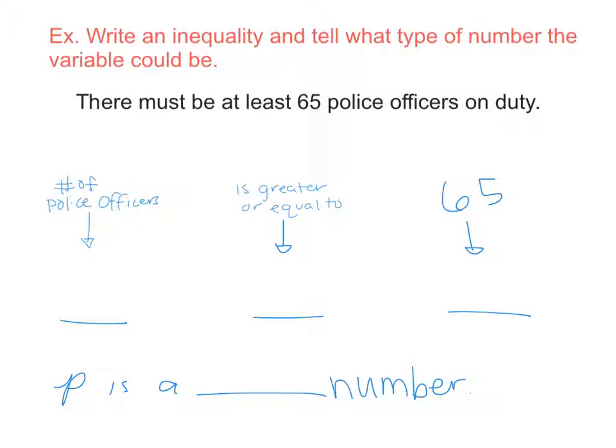Oh, here's another example. Same instructions. Write an inequality and tell what type of numbers the variable could be. There must be at least 65 police officers on duty, meaning at one time there's got to be at least 65 officers working. There could be 66. There can't be 64. Okay? So the number of police officers we're going to use as P. P is greater than or equal to 65. So I know that there has to be more or equal to 65.